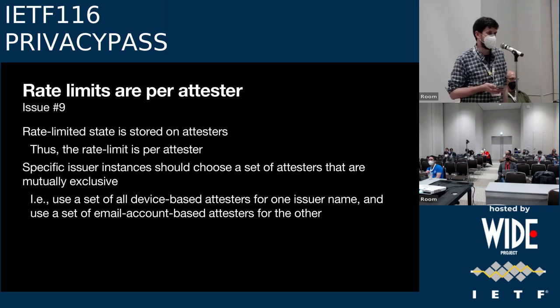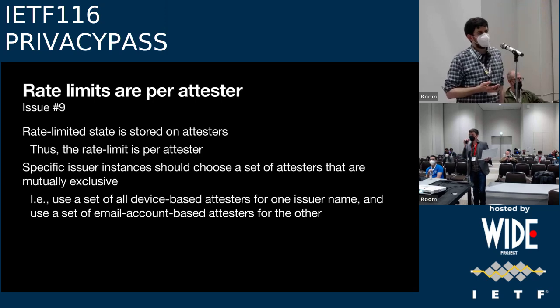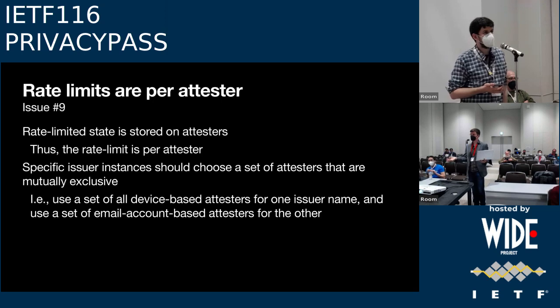Martin, you're making funny faces. Do you want to? Let's talk about it. Sure. I mean, if you say the limit is 5, and then you have 500 different attesters, the limit is really 2,500, as far as I can tell. Right? That's just the way it is.